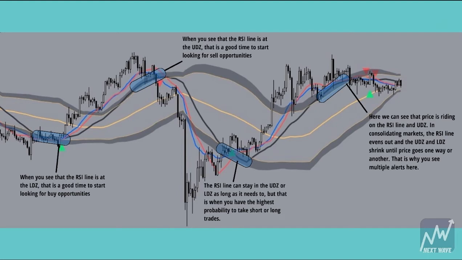Here we can see that price is riding on the RSI line and upper danger zone. In consolidating markets, the RSI line evens out and the upper danger zone and lower danger zone shrink until price goes one way or another, like an impulsive move. That is why you see multiple alerts here.